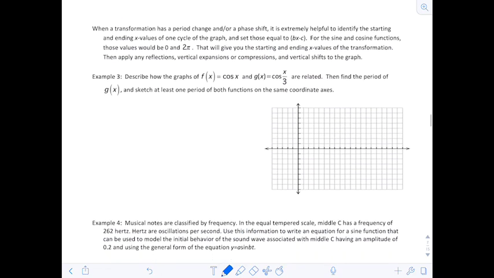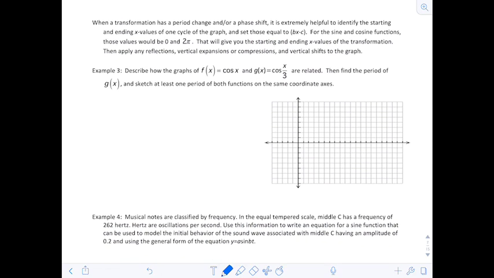Okay, now we're going to deal with some period changes and phase shifts. So when a transformation has a period change, and again, as a reminder, the period for a normal sine and cosine curve takes 2 pi, or a phase shift, again, they start at 0 and they end at 2 pi. So we're going to shift that.